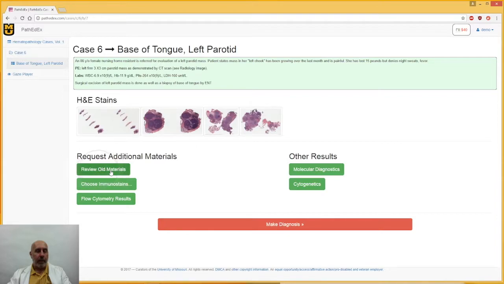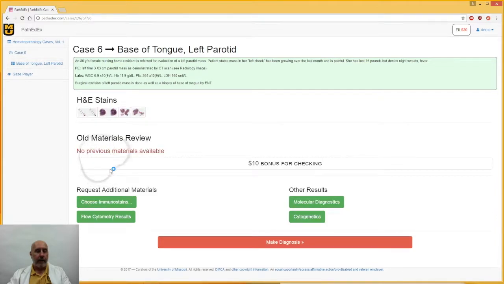So I think the first thing we want to always do is make sure this person had no previous material, and she doesn't, but we got a $10 bonus for checking. So we keep scoring this by money, which is how it works in real life. You can spend a lot of money making a diagnosis, or you can spend a little money making the right diagnosis too. And so this will be your scorecard: how much money did you spend, or how much money did you waste doing unnecessary testing.